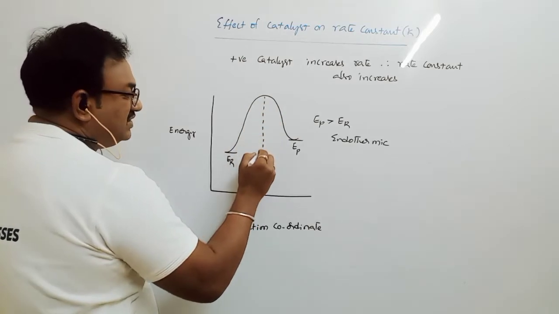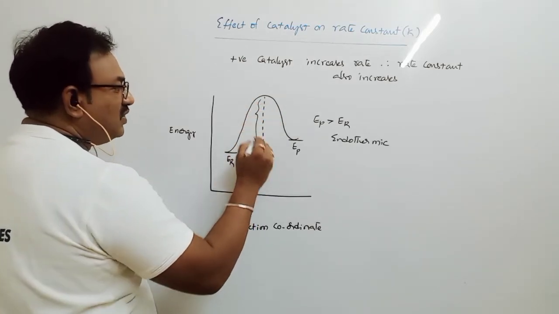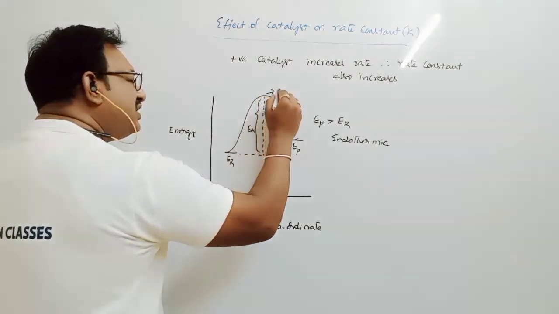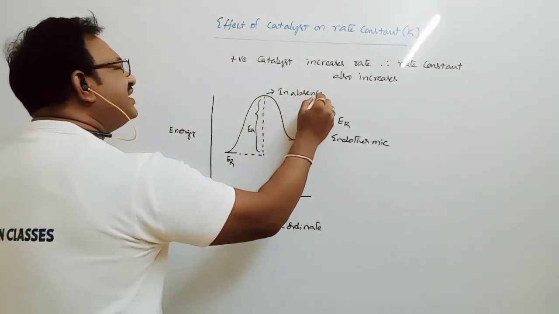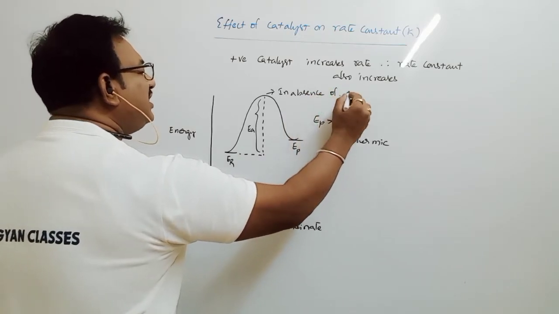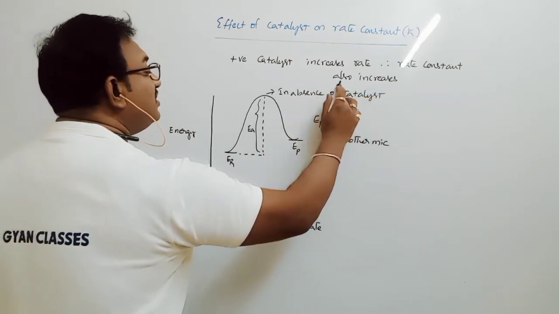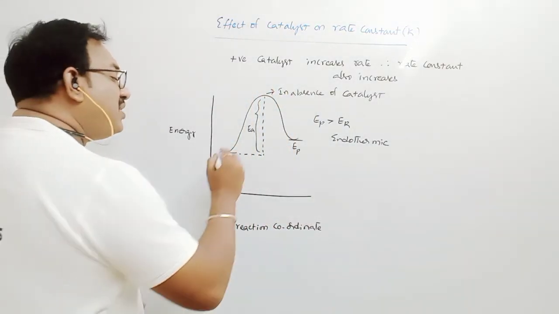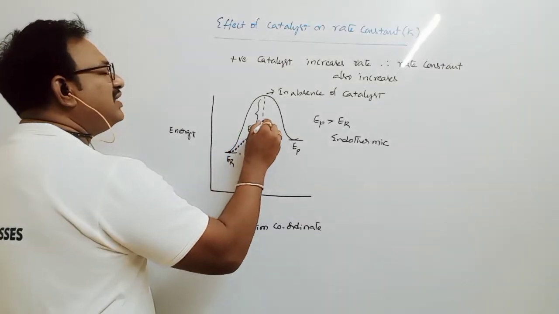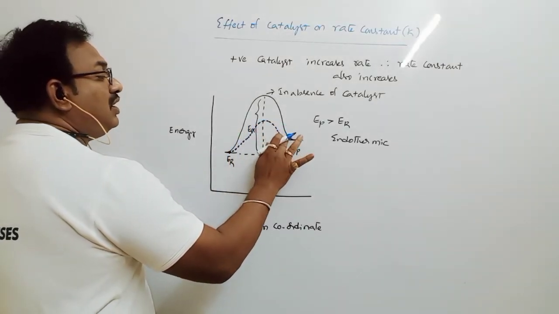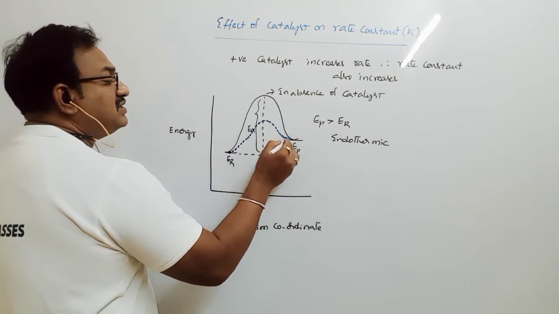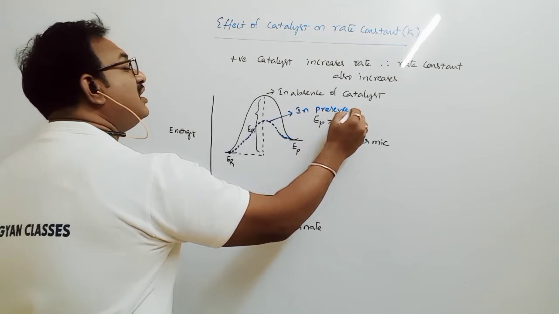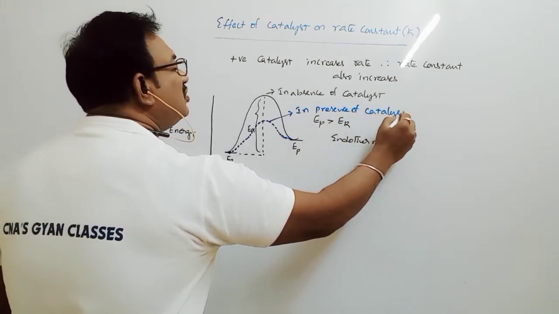Now, the maximum, the height of the graph, this one indicates what? EA, the activation energy. So this is the activation energy in absence of catalyst. This process has this much activation energy in absence of catalyst. Again, in presence of catalyst, what happens? The same process can be drawn like this. So now this is in presence of catalyst.